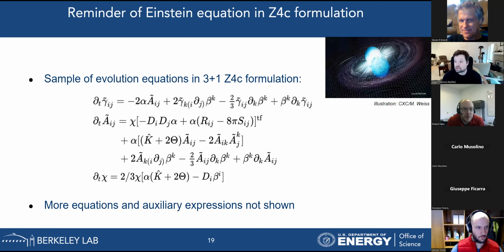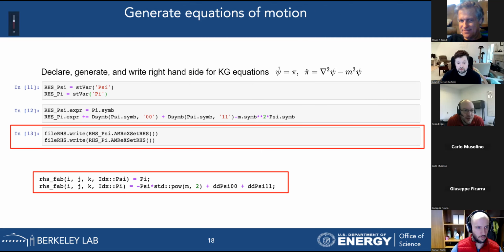Adam, yes, one question on your previous slide. I noticed that when you assign to the psi expression, you use an equal sign, but for the pi expression, you have plus equals. Is that just a typo, or is there any deeper meaning to that?